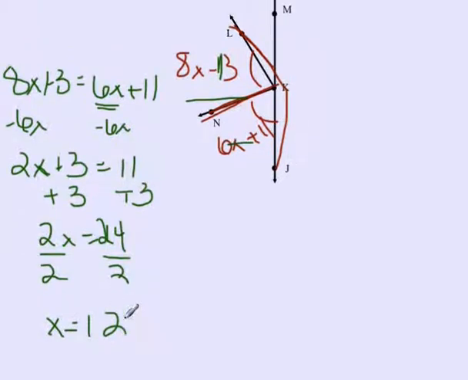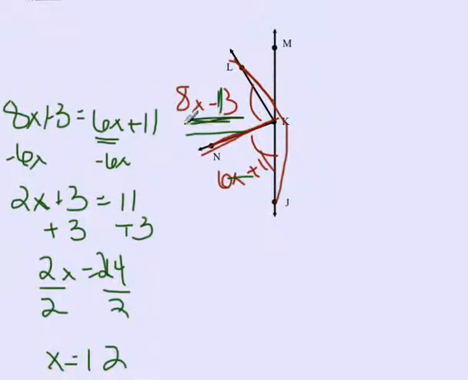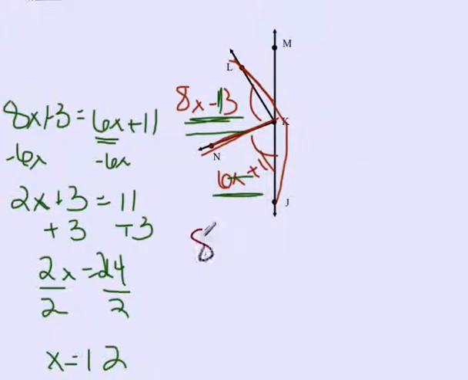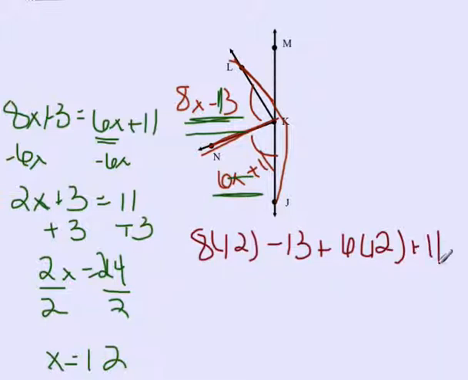So now to figure out what this whole thing is equal to, we need to take this plus this, except we need to substitute in for x. So I'm going to take 8 and multiply that times 12, minus 13, and I also need to take 6, multiply that times 12, and add 11. And all of that is going to add up to our total angle.